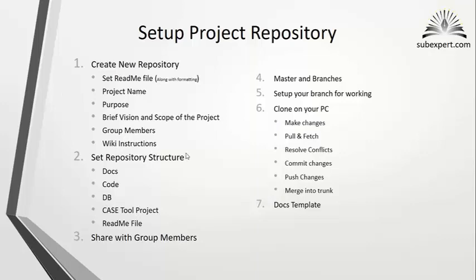For undergraduate students in university, a suggested template is that the repository should consist of a docs folder, which will have the documentation of this project, like in MS Word or some other format. Then you have a code folder inside which you will maintain your code, like the NetBeans project or the Flutter code or whatever. And in the database folder, you will maintain its backend scripts for the database generation or the backup or whatever format you like.